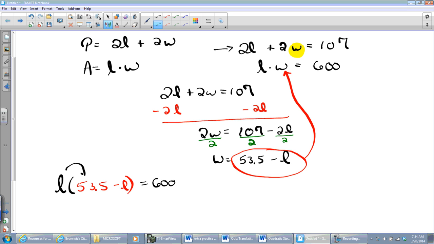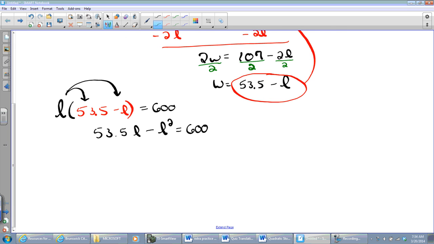I'm going to distribute, and I'm going to get 53.5L minus L squared. Ooh, do we have some light bulbs going off? Yeah, or going on, that is. Should seem pretty cool. What do we have here? We have a quadratic equation. And if we have a quadratic equation, we can use the quadratic formula. First thing I'm going to do is I'm going to rewrite this so it says minus L squared plus 53.5L equals 600. And remember, with quadratics, I need them to equal 0.